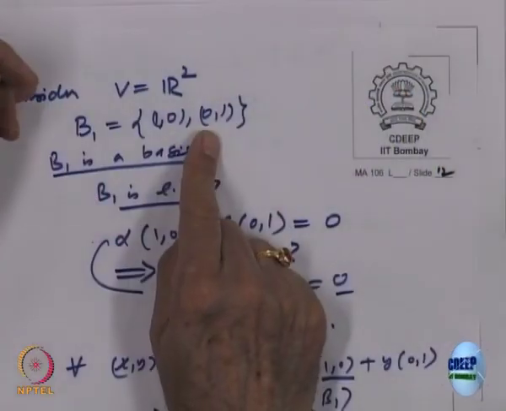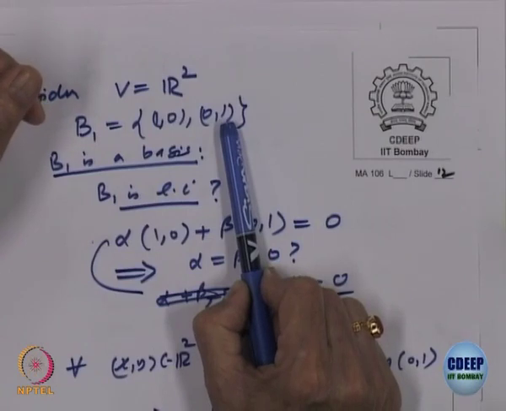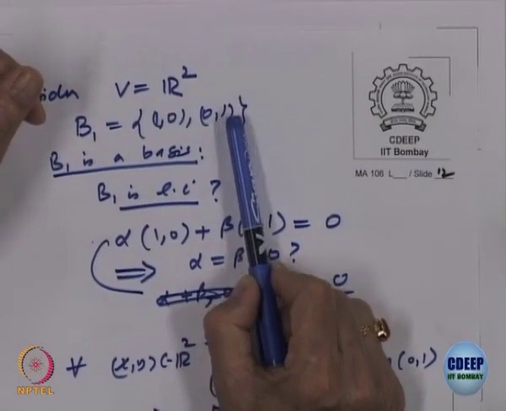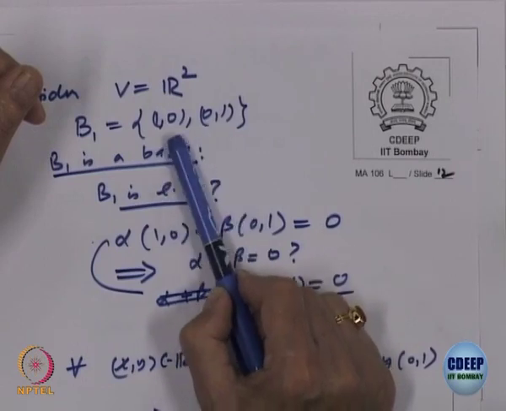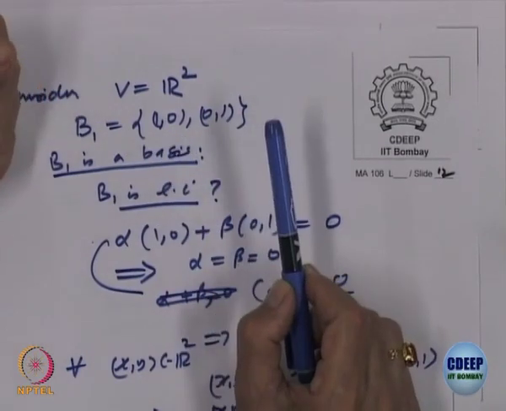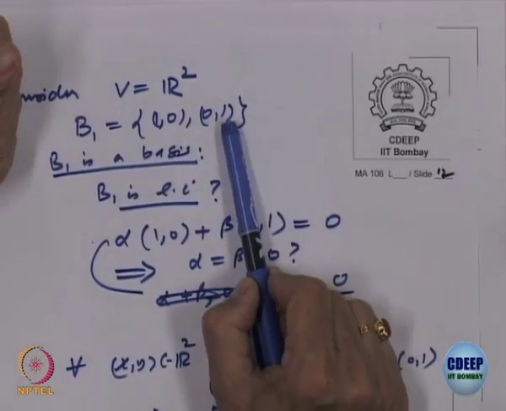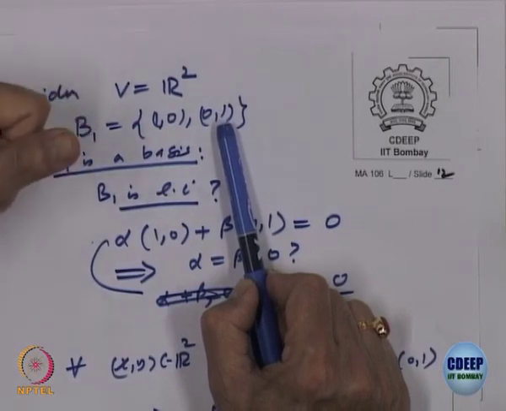Let us see B1. What was B1? (1, 0) and (0, 1), right. If I remove one of them, what do I get? Only (1, 0). And what will it generate? Linear combination, (x, 0). So, that is only the x axis, right. The other one alone will give me only the y axis. So, I cannot make it smaller anyway.